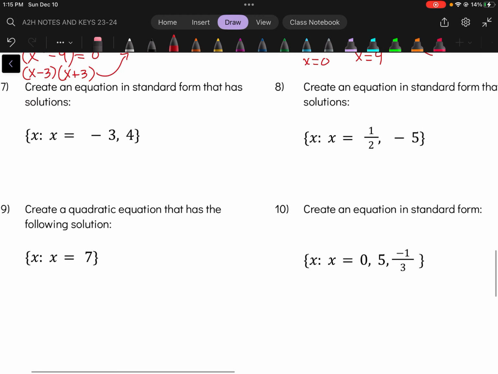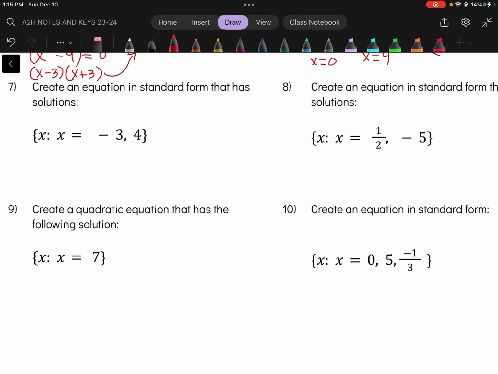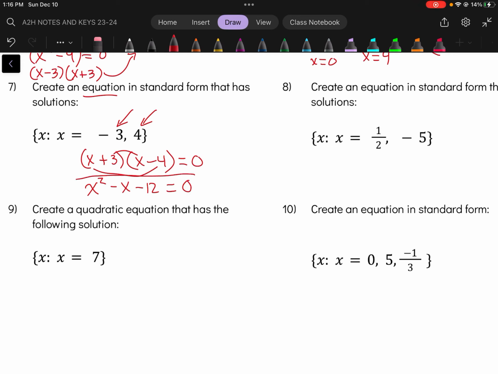Okay? I'm going to do one of these, I'll do 7 and 9 with you, and then 8 and 10 you guys are going to try out on your own. Create an equation in standard form that has the solutions. This is just working backwards, right? Now notice it says create an equation, right? So I ask myself, if these are the answers, they must have come from these factors which were equal to 0. So the equation that I'd be making is x squared, FOIL it out, minus x minus 12 equals 0. Okay?